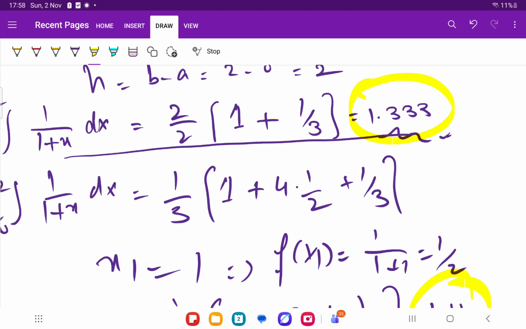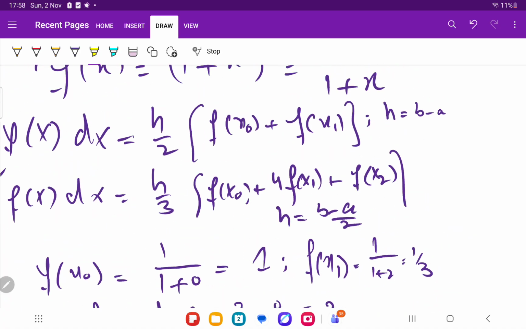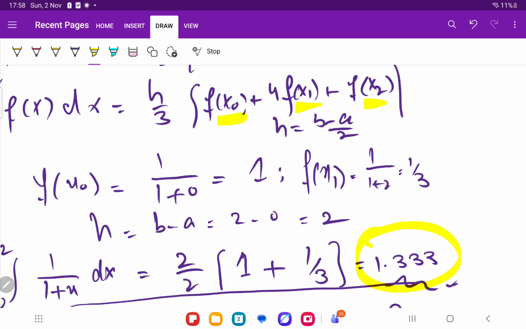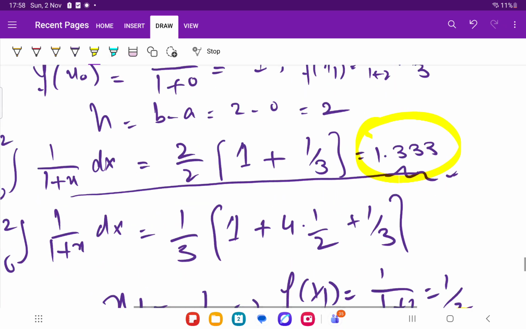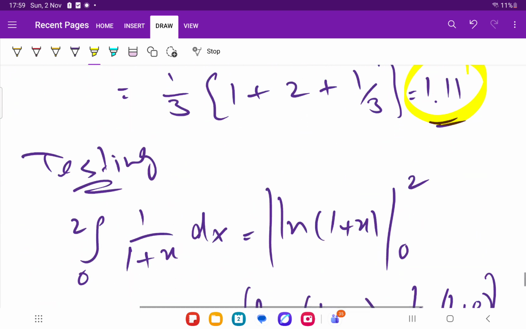So here we have used 2 points for the trapezoidal rule, x0 and x1, and in the second rule we have used 3 points. Okay, so in that way, if you increase the number of points, then your approximation will be very close to the real one. So that's how we use the numerical integration method. Okay.